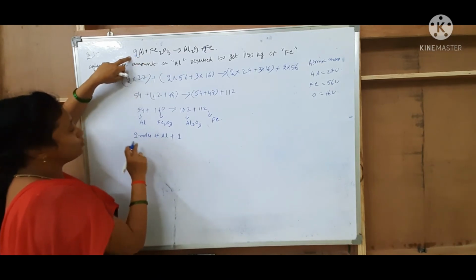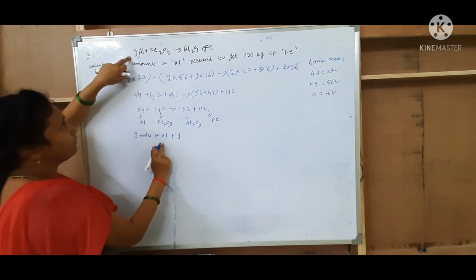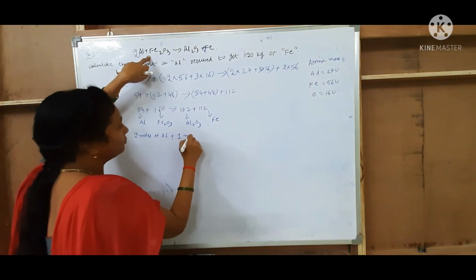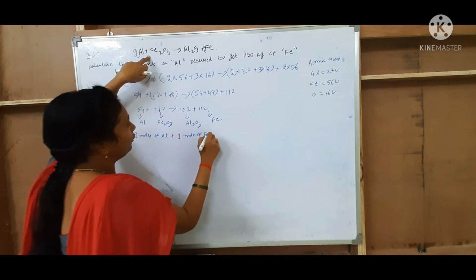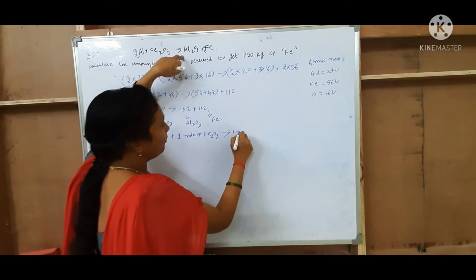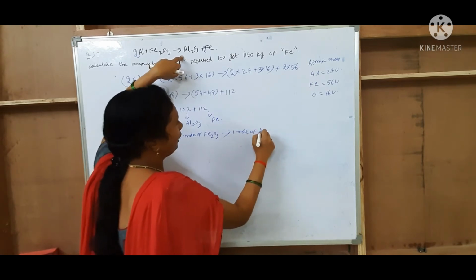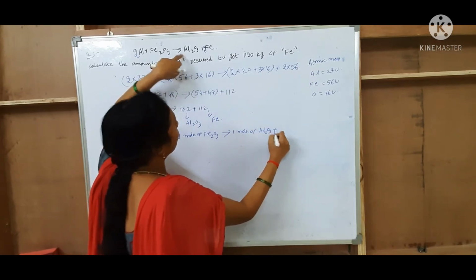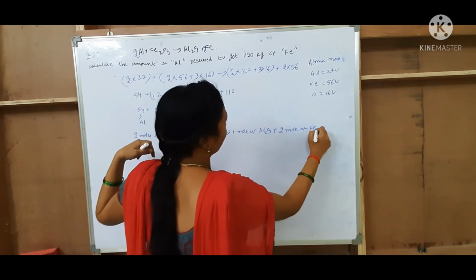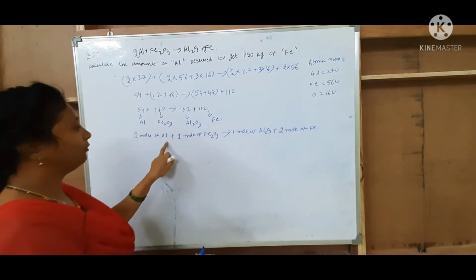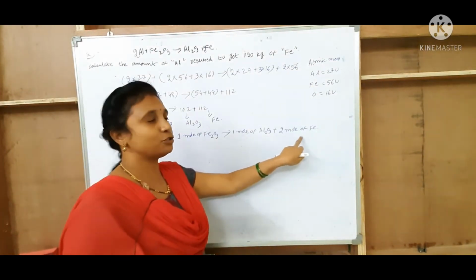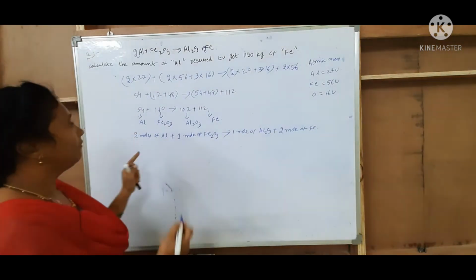Here the coefficient is 2, that is I am taking 2 moles of aluminium. Here the coefficient is 1, that's why I am taking 1 mole of Fe2O3, which gives 1 mole of Al2O3. Here the coefficient is 2, so 2 moles of Fe. So 2 moles of Al plus 1 mole of Fe2O3 gives 1 mole of Al2O3 plus 2 moles of Fe. Next, what is the question?